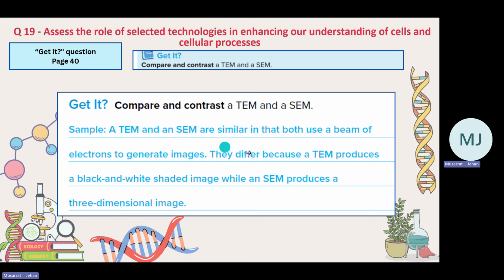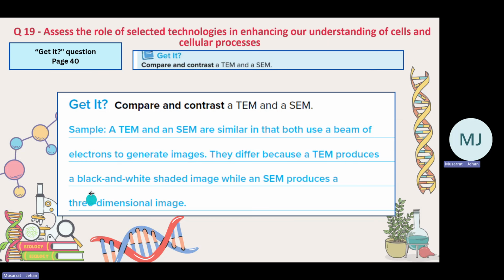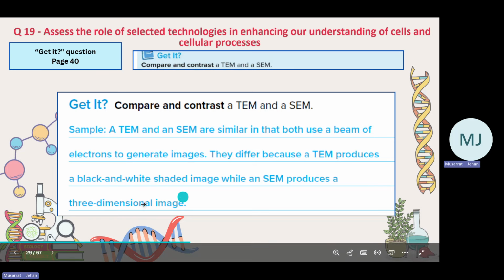TEM and SEM, they're similar. Both of them are using electrons. They are different because TEM produces a black and white shaded image, a two-dimensional image, but SEM produces a three-dimensional image.